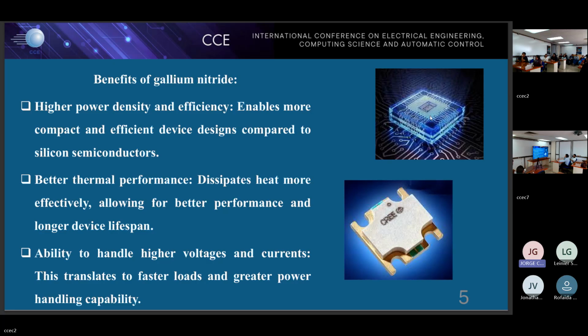So both properties make it possible to fabricate devices with high voltage and high current. So we have a high potential. This is comparatively better than silicon. Next, please.